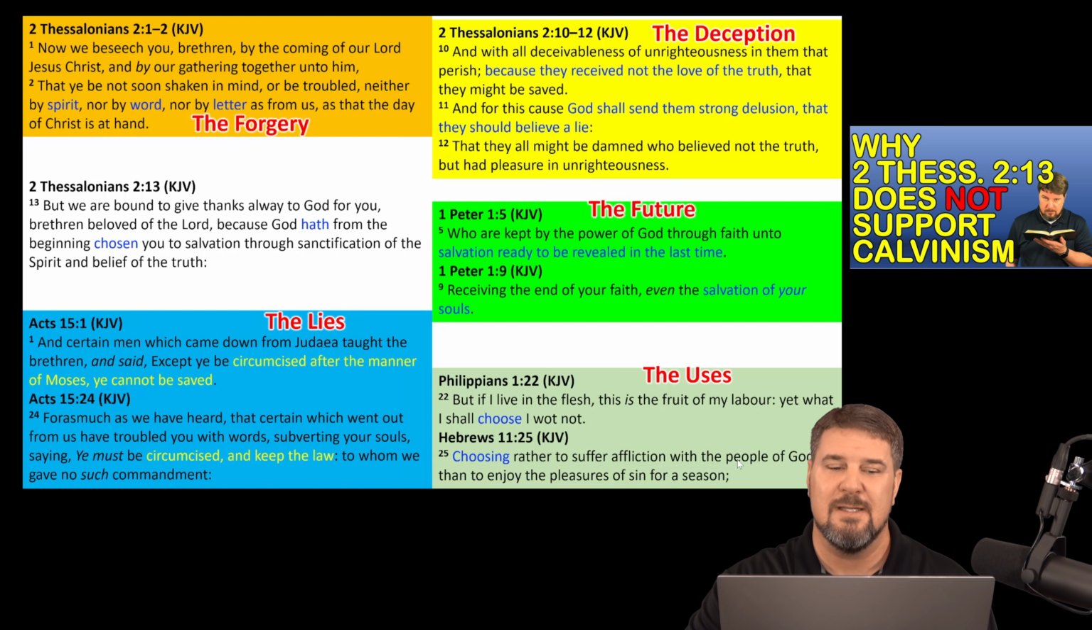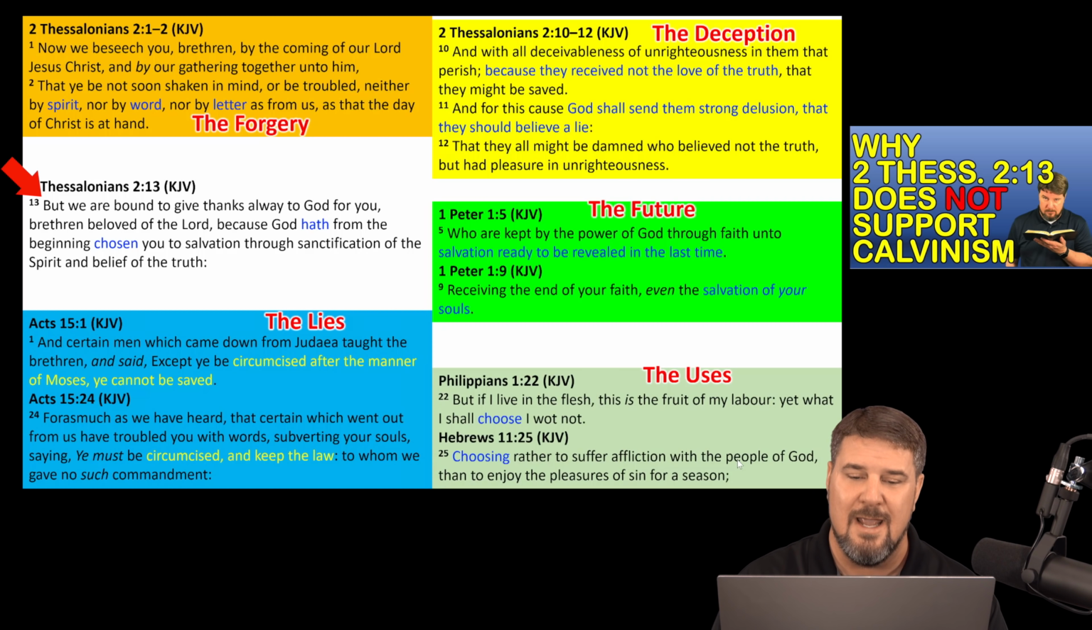But it goes into the details of why this does not support Calvinism. And briefly to look at 2 Thessalonians 2:13, it is a different Greek word than all the other Greek words that are used for election and chosen. This one only shows up 3 times, and let's look at how it's used. But we are bound to give thanks to God always for you, brethren, beloved of the Lord, because God hath from the beginning chosen you to salvation through sanctification of the Spirit and belief in the truth.